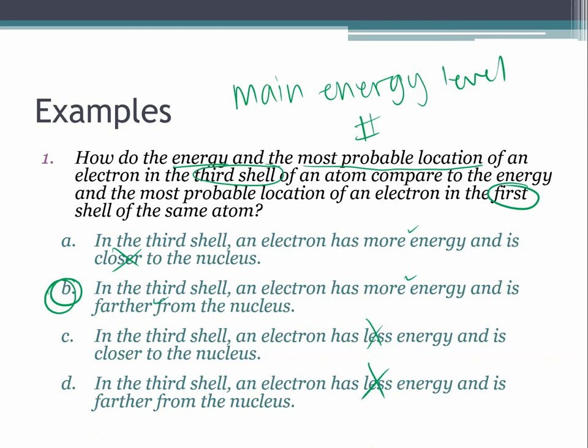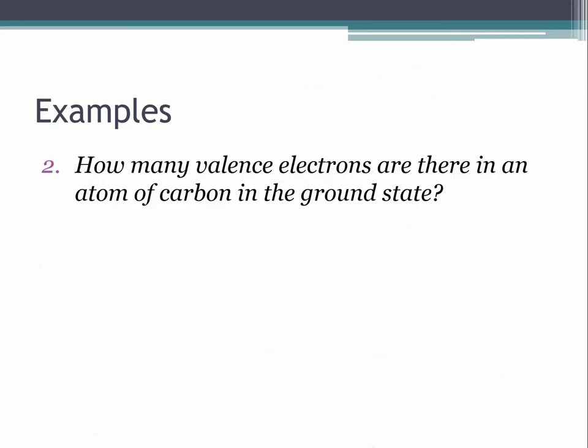Let's look at one more example. Example number 2 says, how many valence electrons are there in an atom of carbon in the ground state? Well, if you go look at your periodic table, go find your square of carbon. So it's got your symbol for carbon with the atomic number and the mass, and then it says carbon underneath it. And then if you look directly above it, outside of the box, there is a 4 above the box for carbon at the top of the table.